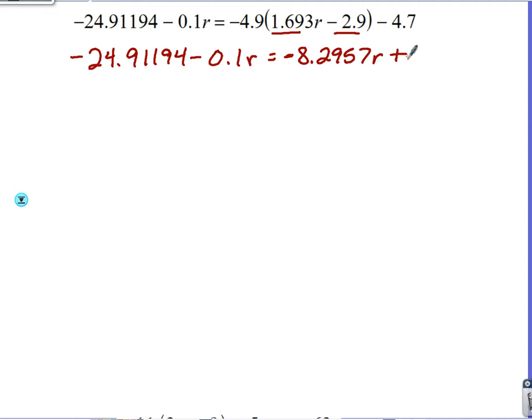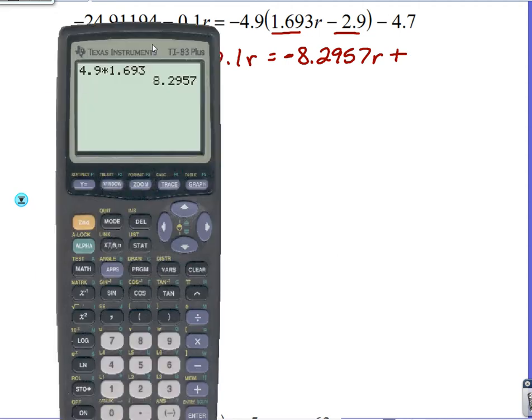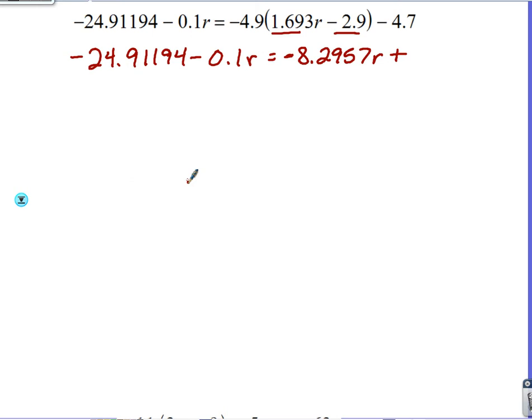4.9 times 2.9 is 14.21. And I've also got this minus 4.7 to bring down. So what I'm getting at here is, even when you're working problems with decimals, real life has decimals. Don't worry about it. You've got calculators. They'll do decimals for you.